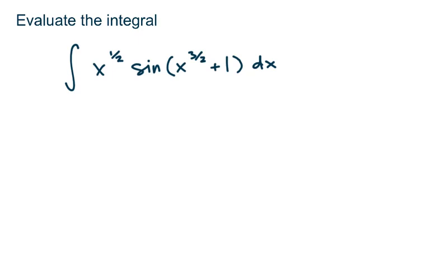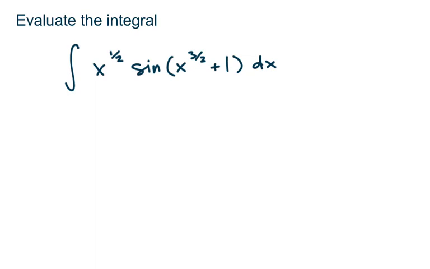We have the integral of x to the 1/2 times sine of x to the 3/2 plus 1. I could choose x to the 1/2 to be u. I could choose sine of x to the 3/2 plus 1 to equal u. I could choose the argument of my trig expression, x to the 3/2 plus 1, to equal u. I have other choices. I could just pick this x to the 3/2. So we have lots of choices. We have to decide what's best.